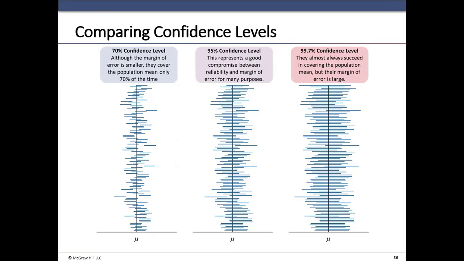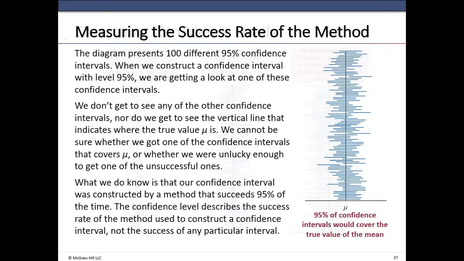So what is the optimum? One in the center, 95% confidence level. In this case, 95 out of the 100 intervals will actually intersect the vertical line. Or in other words, 95 intervals out of 100 intervals will contain the actual population mean. Okay. 95 intervals will cut the vertical line, intersect the vertical line, 5 intervals will not. The diagram presents 100 different 95% confidence intervals.